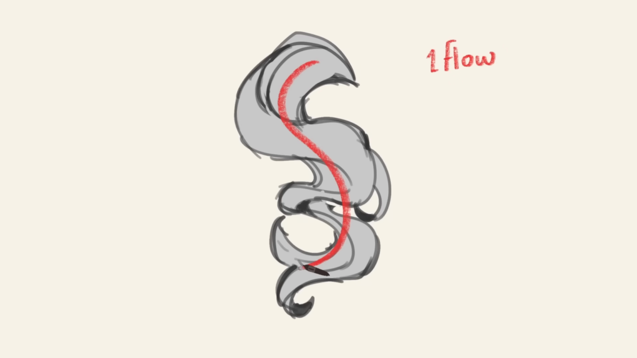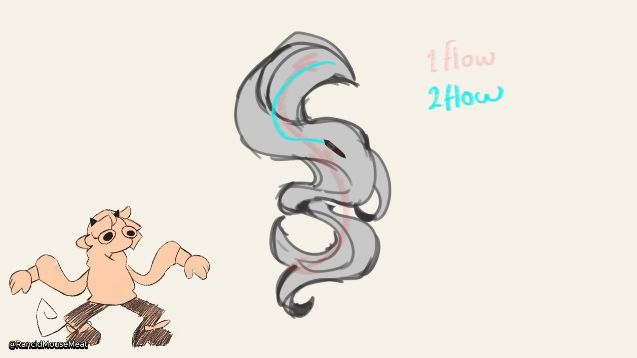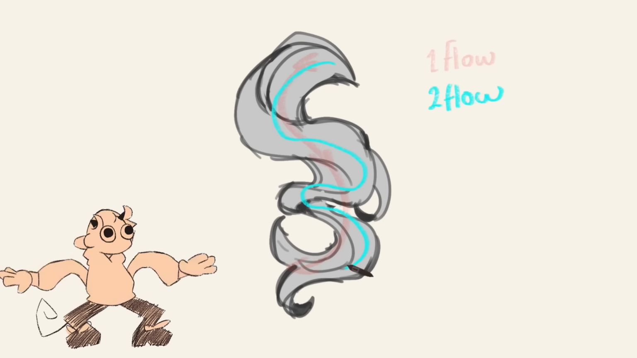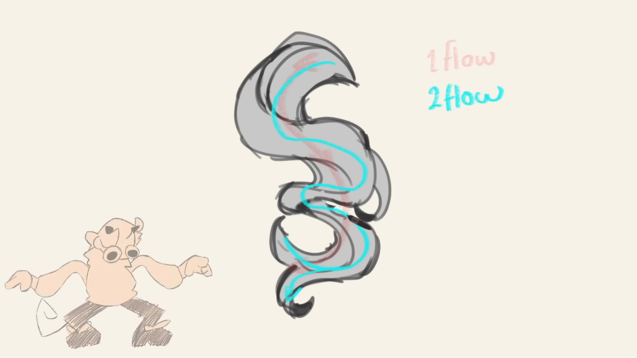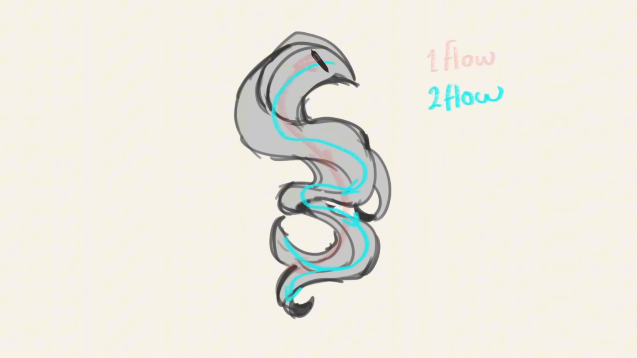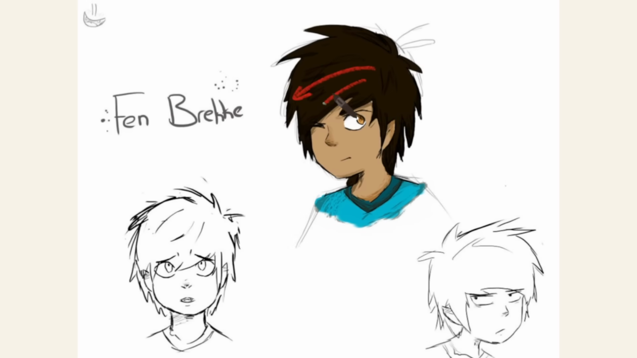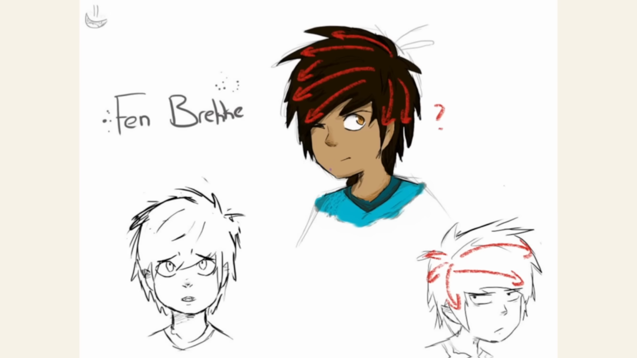Big clumps of hair have a main flow, while smaller sections inside of them can have their own secondary flow. This is what gives the hair personality and makes it look natural. When you're a beginner, you try and emulate this flow, but if you don't have a very good understanding as to why the hair moves in this direction, it can look very stiff and out of place.